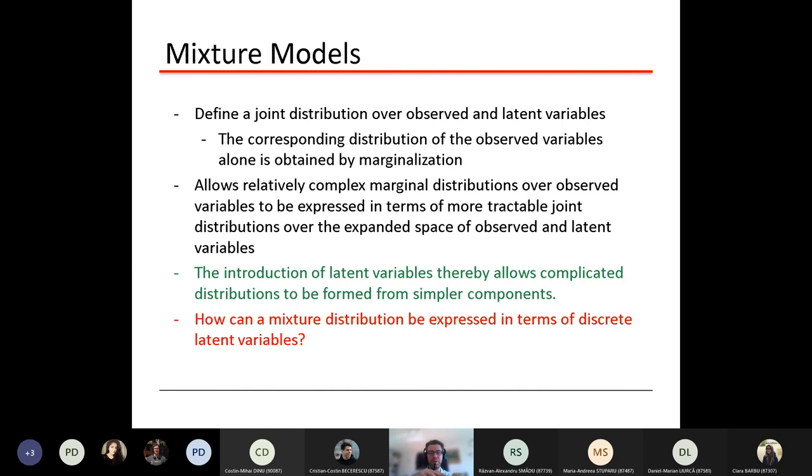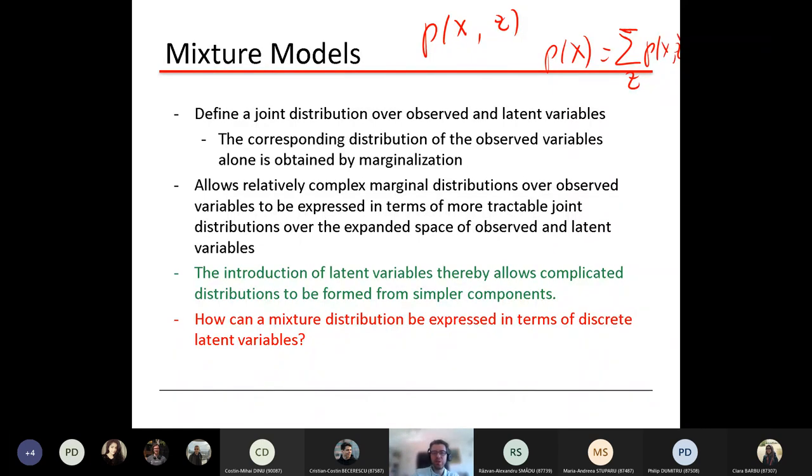So we say that a mixture model is a combination of simpler probability distributions. We're going to define mixture models by using a joint distribution over observed and latent variables. We are interested only in the distribution of the observed variables. If we have a joint distribution of observed and latent variables, the marginal distribution for the observed variables can be obtained by applying the sum rule, or marginalization. So if we have P of X and Z, where X is observed, we can always obtain P of X by summing over Z out of P of X and Z.